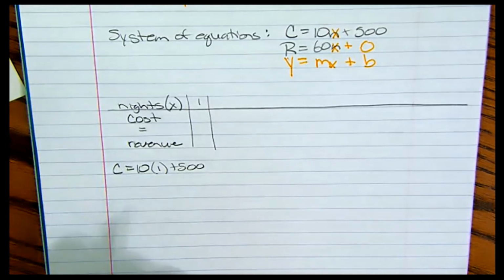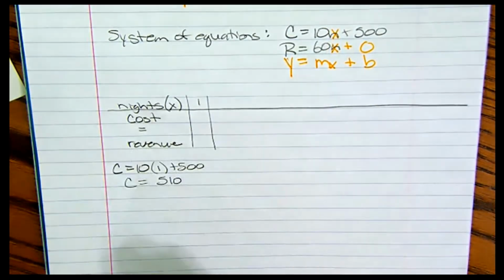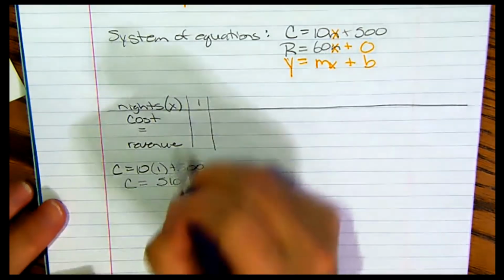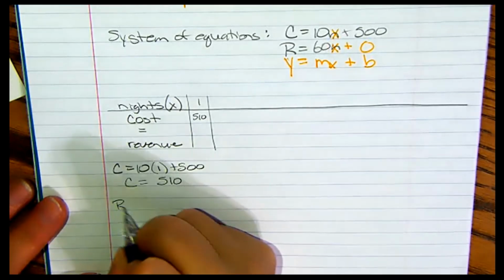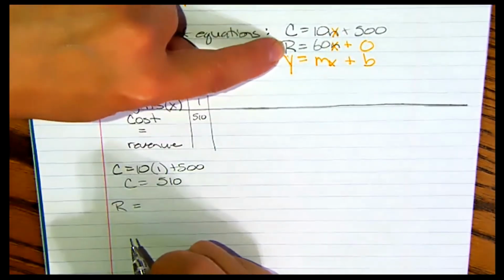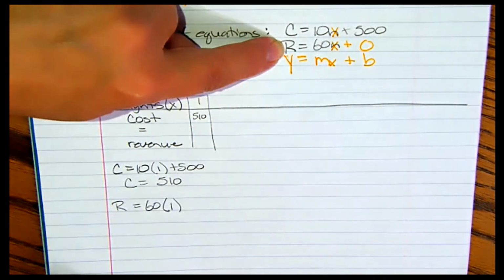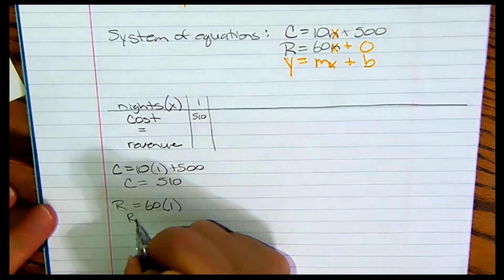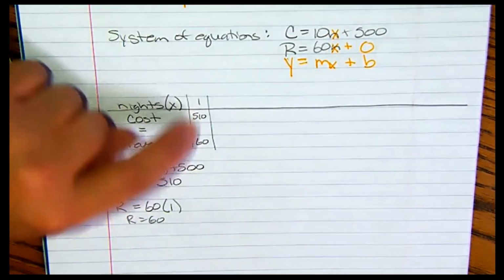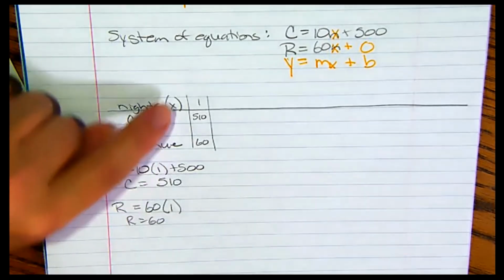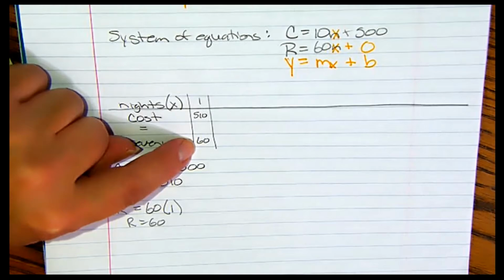And you can use a calculator for this. So my cost for one night is $510. Now let's take a look at our revenue. Our revenue for one night is $60 times one night. So our revenue is $60. So no, we have not made a profit yet. It cost us $510, but we've only made 60.